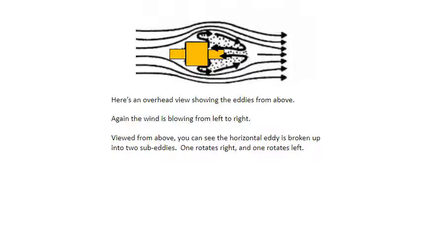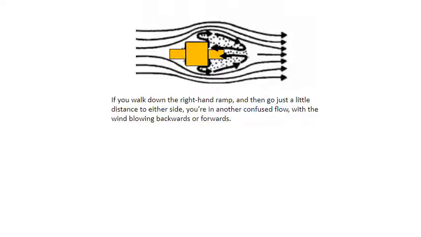Here's an overhead view showing the eddies from above. Again, the wind is blowing from left to right. Viewed from above, you can see the horizontal eddy is broken up into two sub-eddies. One rotates right and one rotates left. If you walk down the right-hand ramp and then go just a little distance to either side, you're in another confused flow with the wind blowing backwards or forwards.